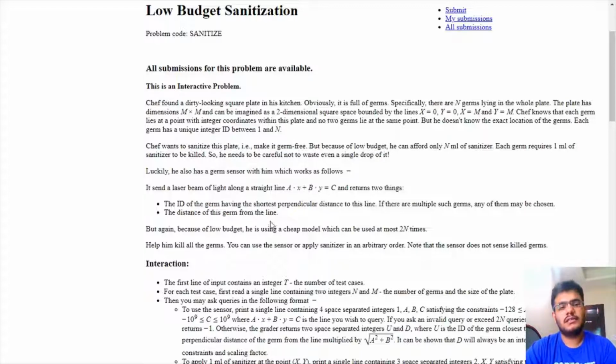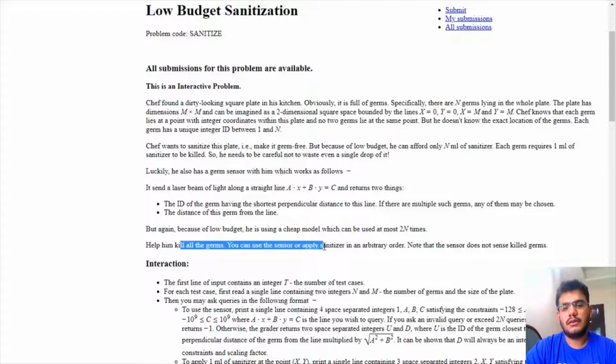So the sensor works as follows: we will send a laser beam of light along this particular line ax + by = c, and then in return we will have the ID of that particular germ which has the shortest distance, and also that particular distance, which is obviously the minimum distance among all the germs for this particular line. But again, because of low budget, he is using a cheap model which can be used at most 2n times. So we can ask this at most 2n times for n germs. Help him kill all the germs.